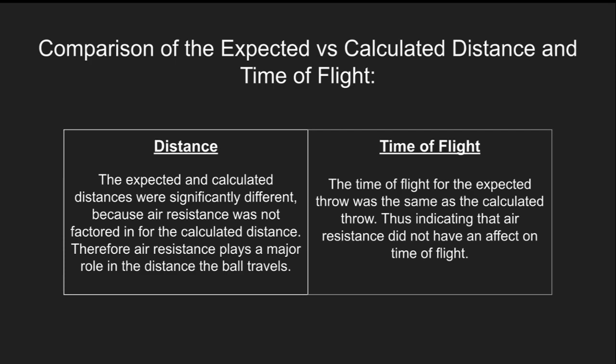We found that the expected and calculated distances were significantly different because air resistance was not factored in for the calculated distance. Therefore, air resistance plays a major role in the distance the ball travels. For time of flight, the expected throw was the same as the calculated throw, thus indicating that air resistance did not have an effect on the time of flight.